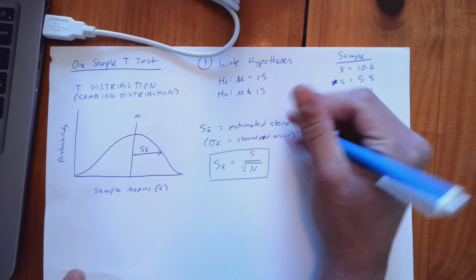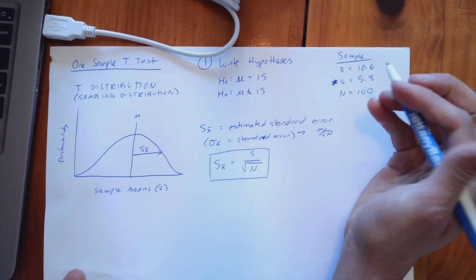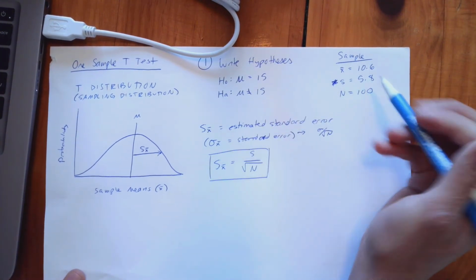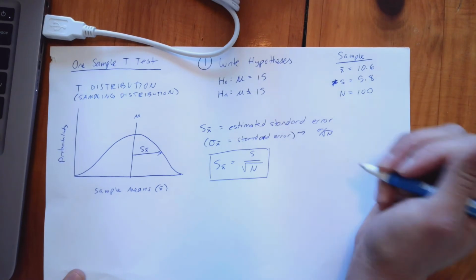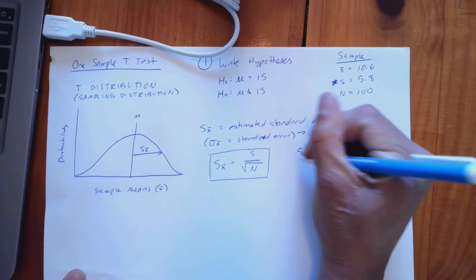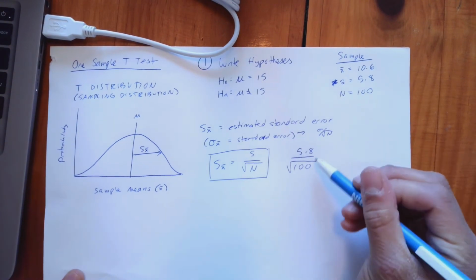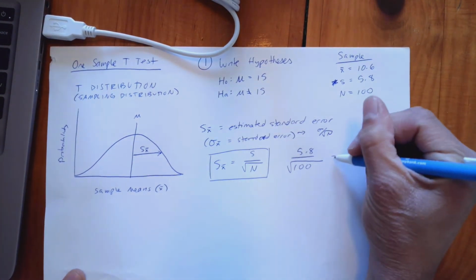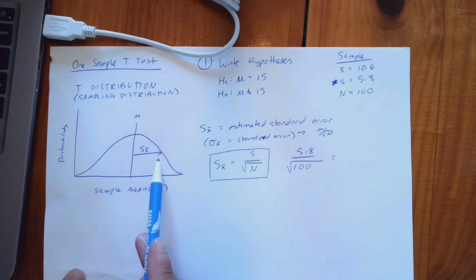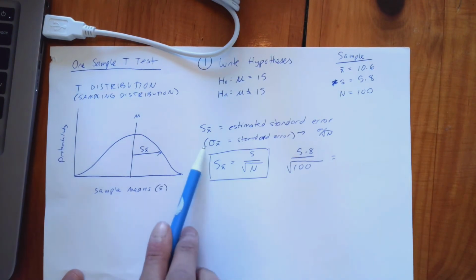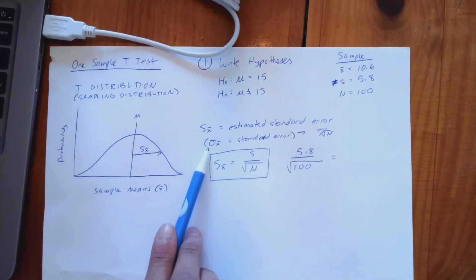Our estimated standard deviation, which we're going to use as part of our estimated standard error, is equal to 5.8. And our sample size here is 100. So we're going to take 5.8 over the square root of 100 to get our estimated standard error, which again is the equivalent to your regular standard error in a normal distribution.